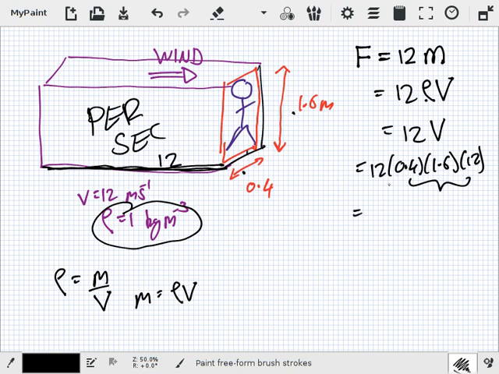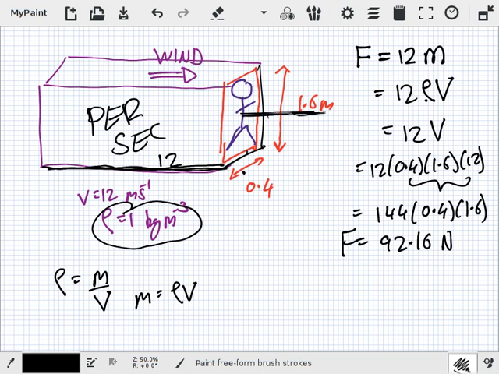So that's 144 times 0.4 times 1.6. I've run out of brain power. Okay, 144 times 0.4 times 1.6 is 92.16 newtons. So that's how much force from the wind he feels, about 92.2 newtons. So if he doesn't want to fall, how much must he push forward? He must push forward 92 newtons as well.